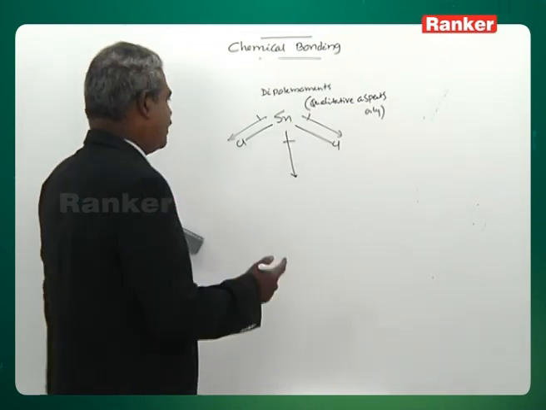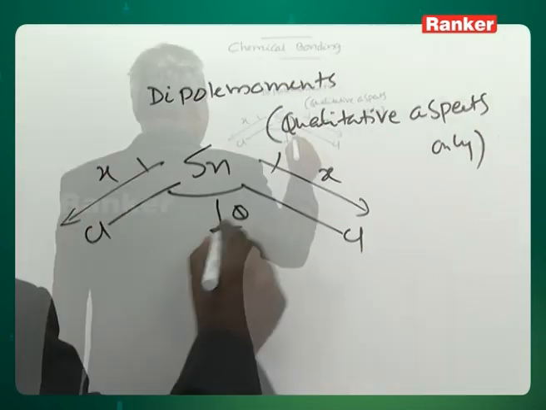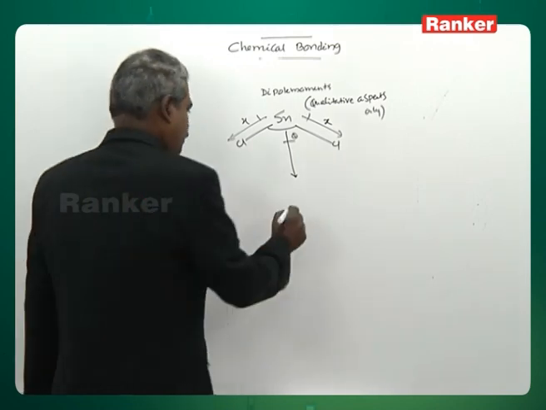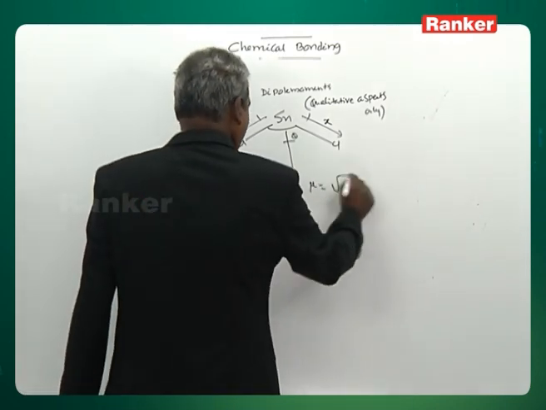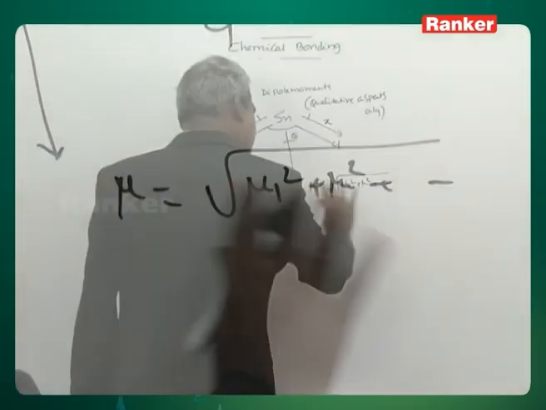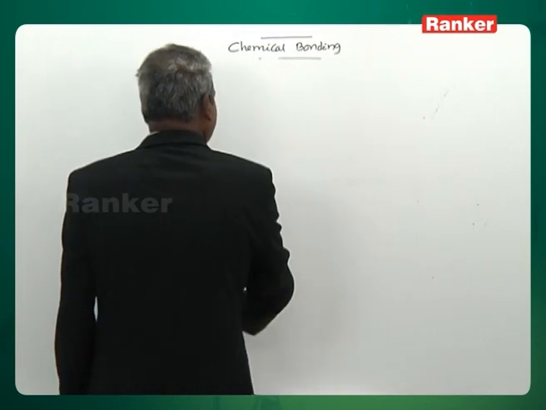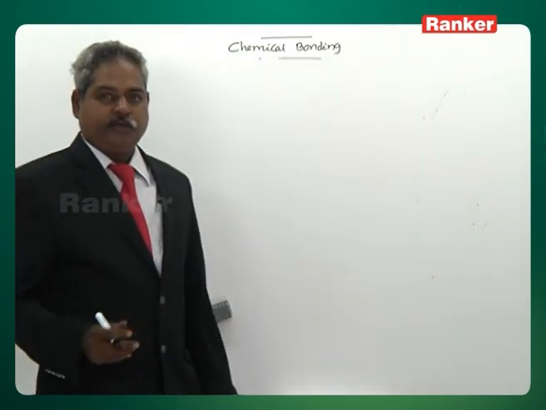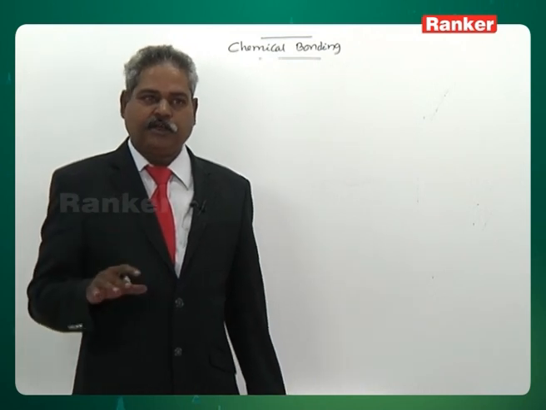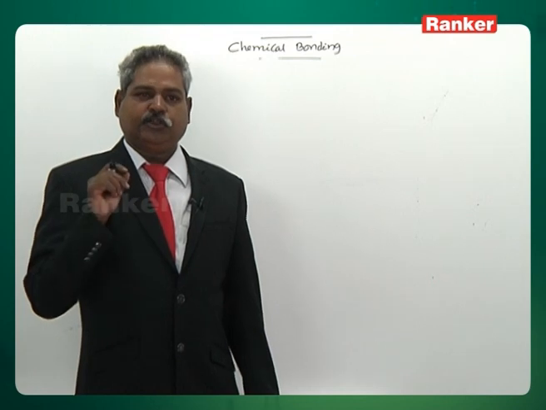If you want to calculate, this is x, this is x, this is theta, and you are trying to calculate the resultant, mu is equal to square root of mu1 square plus mu2 square and all that. This is not required, and if that is necessary, you can do it very easily. In any case, physics, that is no big thing. In chemistry, when it is introduced for the first time, it may appear very strange and very interesting, but that is not necessary in chemistry. Dipole means qualitative aspects only.